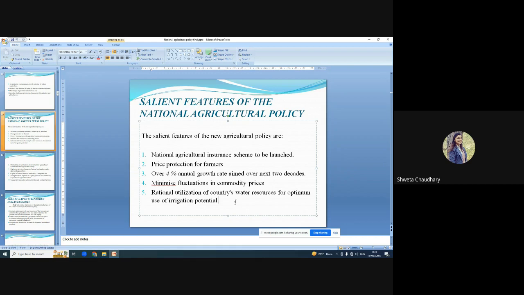Yes, rational utilization of the country's water resources for optimum use of irrigation potential. So these are the basic salient features of the National Agriculture Policy. You should have an annual growth rate of 4%, price protection for the farmers, the National Agriculture Insurance Scheme should be launched, then there should be rational utilization of not only land resources but also water resources. So we have to conserve all natural resources also. That was also a basic feature of the National Agriculture Policy.